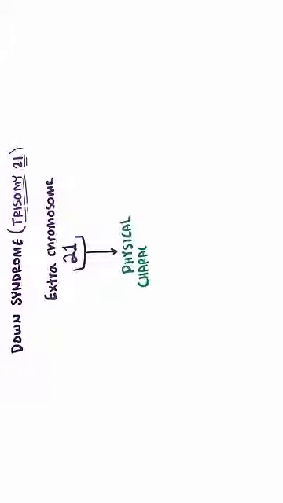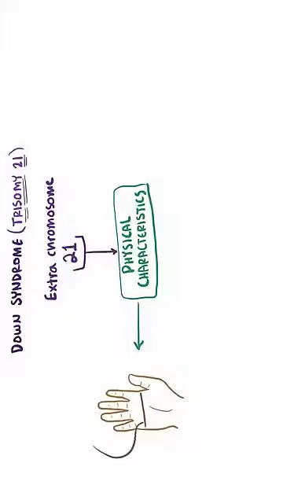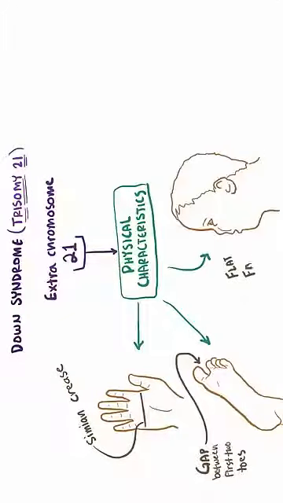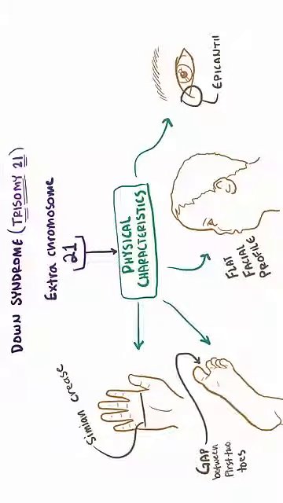There are several physical characteristics as well, like a simian crease in the hands, a gap between the first two toes, a flat facial profile, and epicanthal folds.